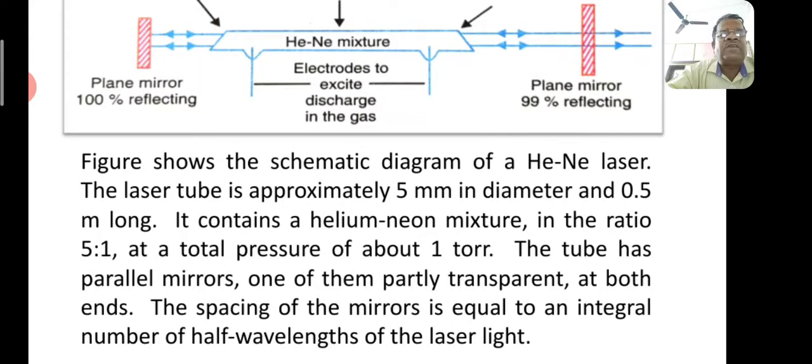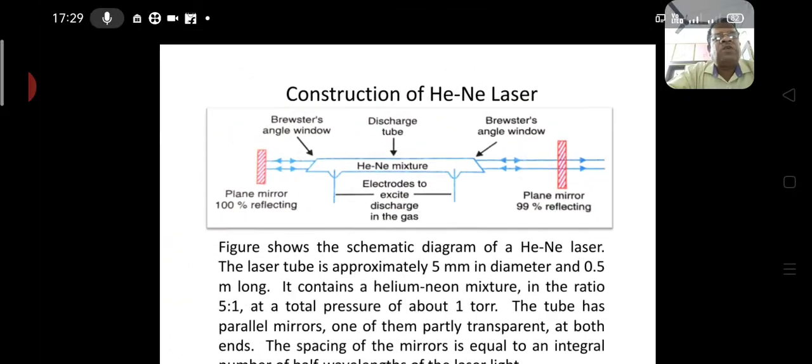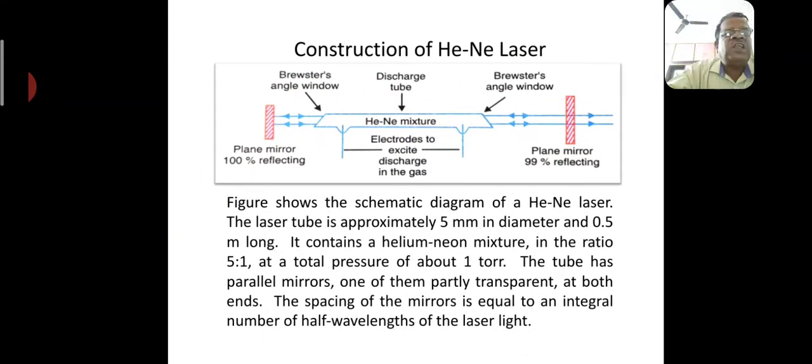The tube has parallel mirrors at both ends. One of them is partly transparent. The spacing of the mirrors is equal to an integral number of half wavelengths of laser light. This is all about the construction of the helium neon laser. Now we have to discuss how it works.